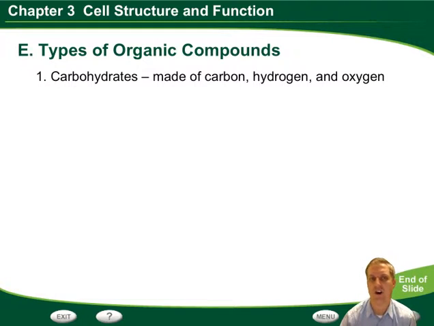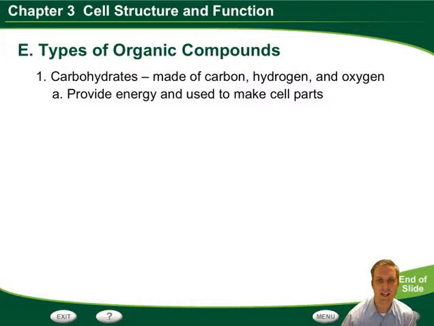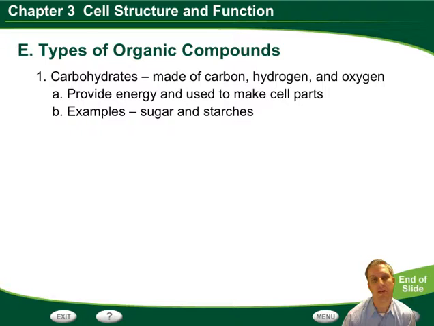The first one is carbohydrates. Carbohydrates are made of carbon, hydrogen, and oxygen. They are an energy-rich compound, meaning they give us lots of energy. Two classic examples of carbohydrates are sugars and starches. That energy gives us energy to function, but it also allows us to make cell parts out of the carbohydrates, like cellulose in plants.